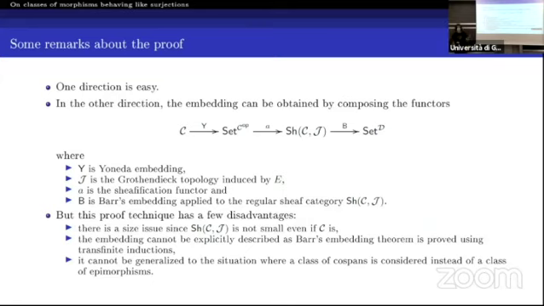But another problem is that this embedding is totally not explicit. Why? Basically because Barr's embedding theorem depends on many transfinite inductions. And I know it has been quite a weak point of that proof.